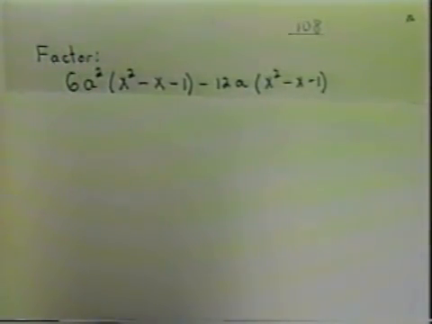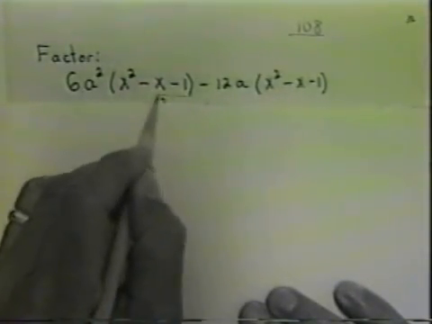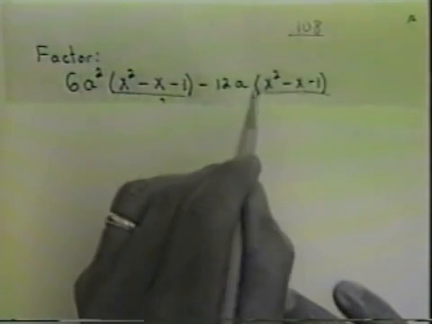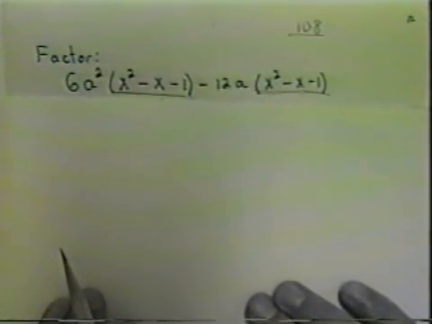Before I end today's lesson, I want to show you one thing that might make it easier for you. Factor 12a squared times x squared minus x minus 1, subtract 12a times x squared minus x minus 1. Now obviously, both of them have the common factor of x squared minus x minus 1. But sometimes all that just looks confusing.